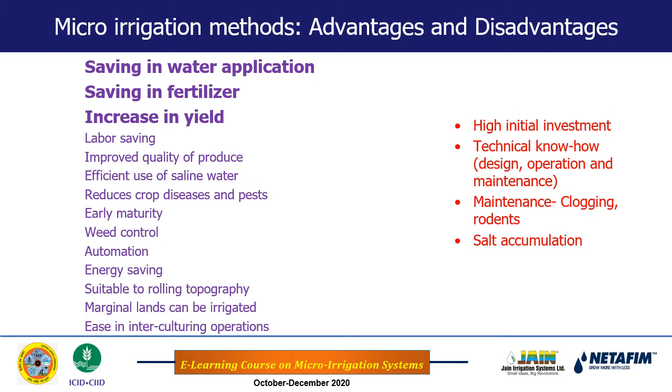The experiments conducted worldwide have shown that if we adopt the micro irrigation method compared to the surface irrigation method, there is a saving of 60 to 80%, or sometimes more than that as well. And compared to the sprinkler irrigation method, there is a saving of 25 to 50%. So this is a great saving actually.